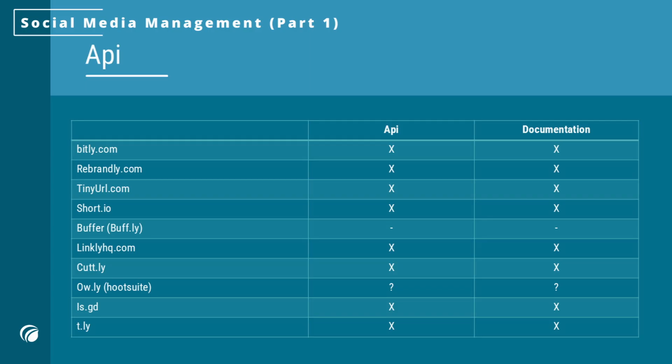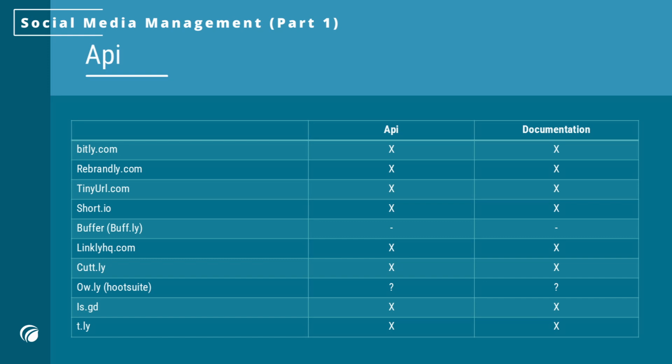Now let's look at the API availability. Bitly. It has an API with detailed documentation and samples. Rebrandly. It has an API and a detailed documentation and samples. TinyURL. It has an API with limited documentation. Short.io. It has an API and a detailed documentation and samples.